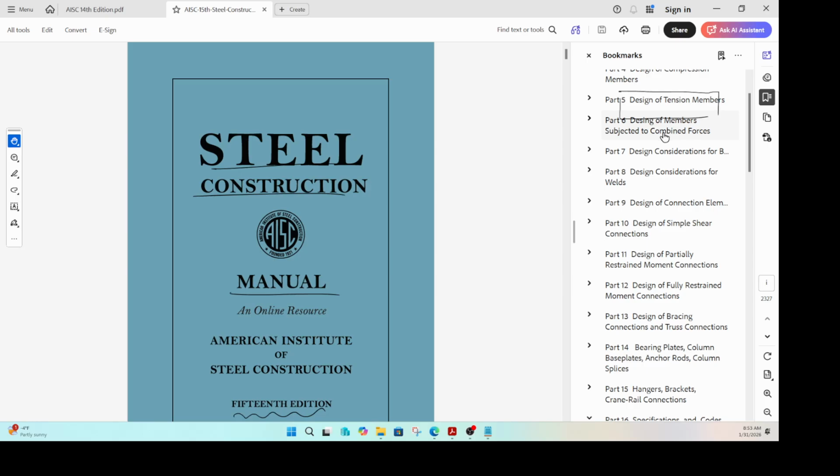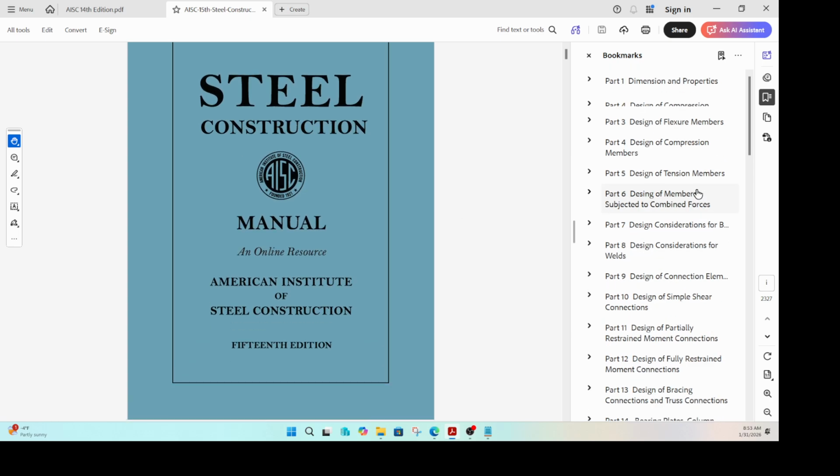So let's get started. Here is the Steel Construction Manual. If you look at the bookmark side, you will have a bunch of parts. I think there are 17 parts. Each part is dedicated to a certain topic. For example, part 5 is what we'll be looking at today, and this is about the design of tension members.